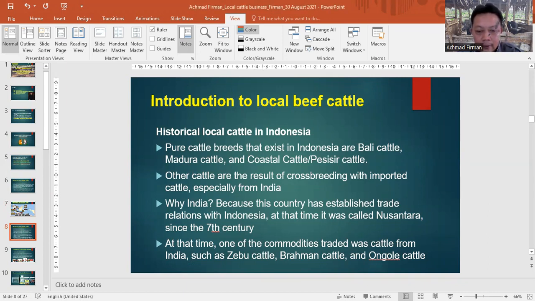That's the situation. The local cattle in Indonesia are the pure breed, and the rest are crossbreeding results. This is an interesting storyline because the existence of cattle has a high commodity value in society. Next slide, we'll find how cattle is a valuable commodity.